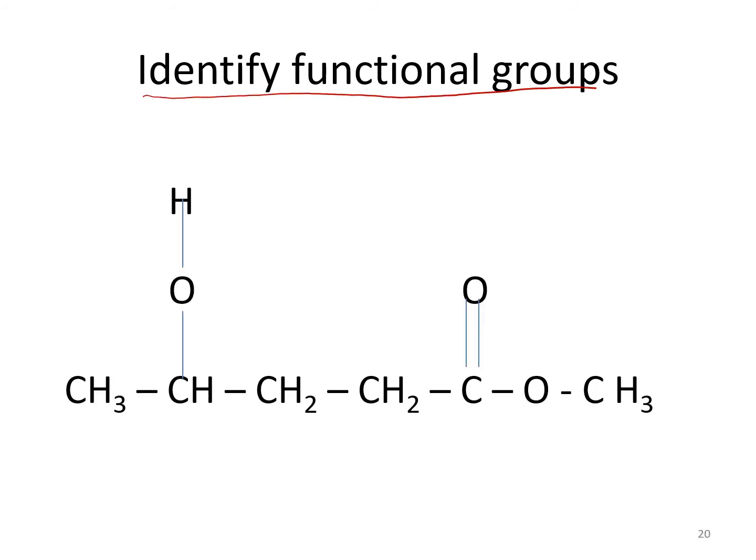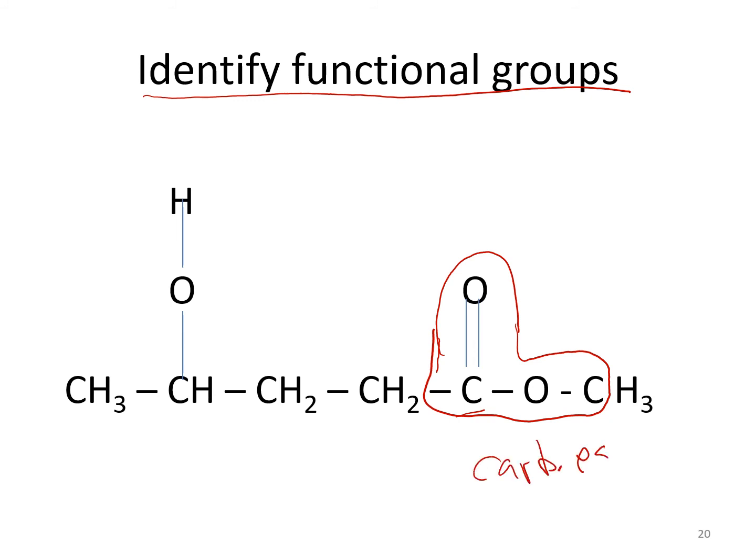Identify the functional groups in the compound below. On the right, I have a carbonyl. I'm looking at what's attached to that carbonyl: I have a carbon attached to an oxygen attached to another carbon. So this functional group here is my carboxylic ester. And then I'm looking at what else I have here. Here I have a carbon that's attached to a hydroxyl. This makes it an alcohol.